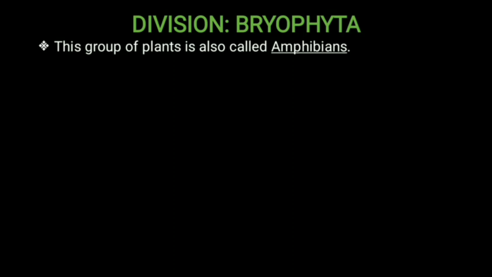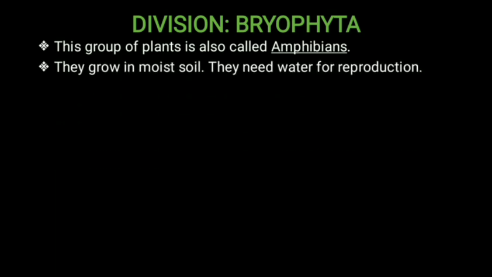Now next we are going to learn about division Bryophyta. Here this Bryophyta group or division is called amphibians. Why the amphibians? Because you know, what is meant by amphibians? Those who can live in water as well as on land are called amphibians. So here the Bryophyta group is called amphibians. Why? Because they grow in moist soil, but they need water for reproduction. So they can grow on moist soil, means on the ground, but they need water for reproduction compulsorily.